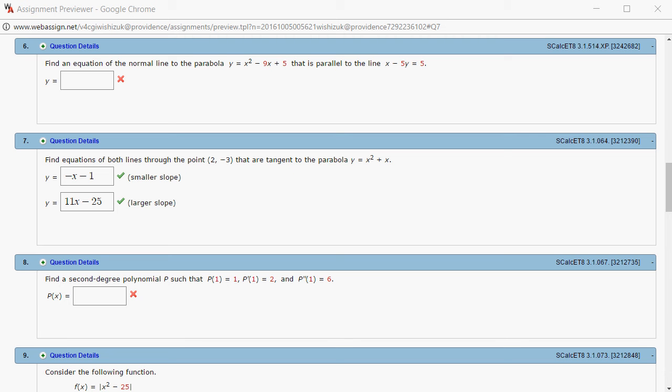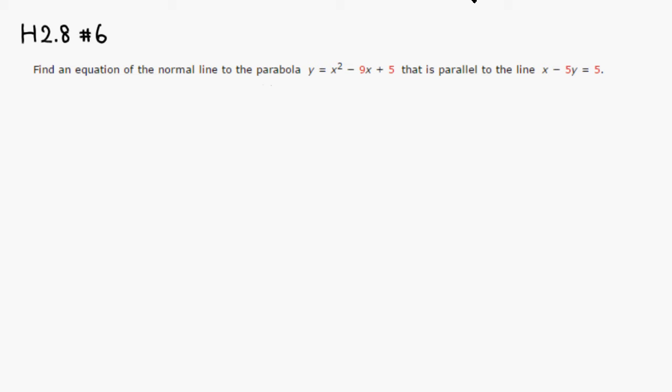Alright, let's look at homework 3.1, problem number 6. We want to find an equation of the normal line. The normal line is simply perpendicular to the tangent line to the parabola y equals x squared minus 9x plus 5 that is parallel to the line x minus 5y equals 5.